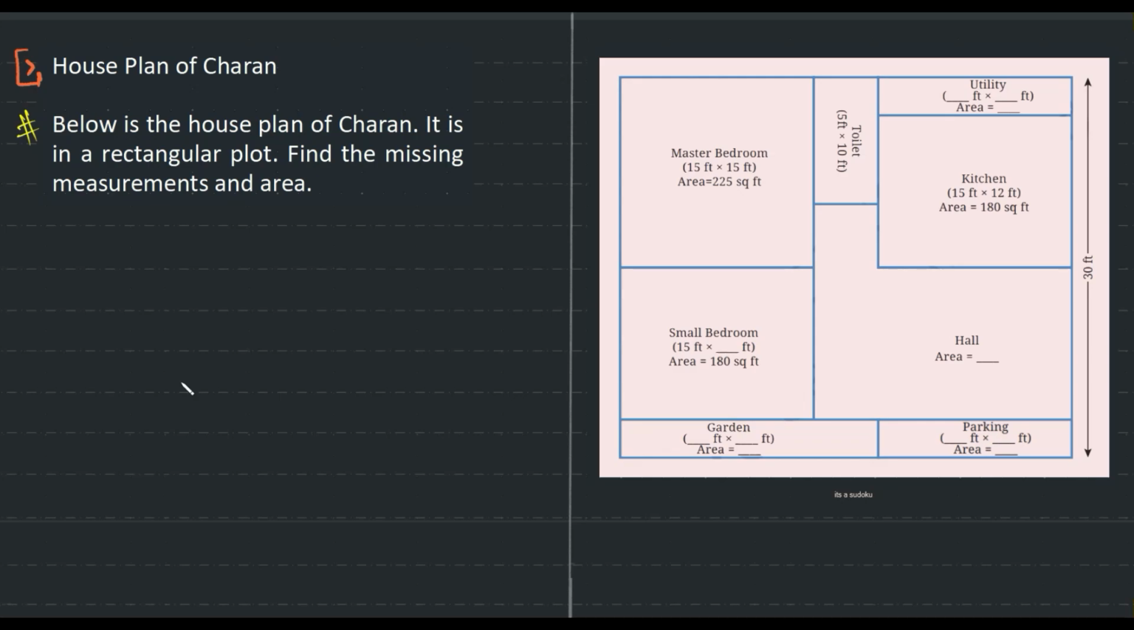Of videos, we're going to combine the concept of area and perimeter with a certain set of puzzles. So this is a real life application. What we are looking at is a blueprint. Say this is a blueprint of a house. We have to figure out the dimensions that are missing. It's like Sudoku, basically. It is commonsensical.